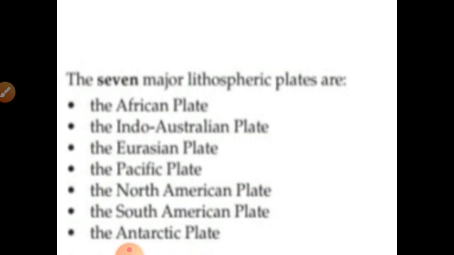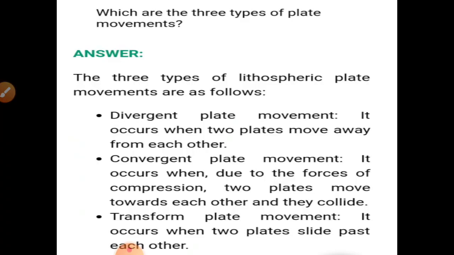Now question number 2: what are the 3 types of plate movement? The 3 types of lithospheric plate movement are as follows. Divergent plate movement occurs when two plates move away from each other. Convergent plate movement occurs when, due to the force of compression, two plates move toward each other and collide. Third is transform plate movement, which occurs when two plates slide past each other.